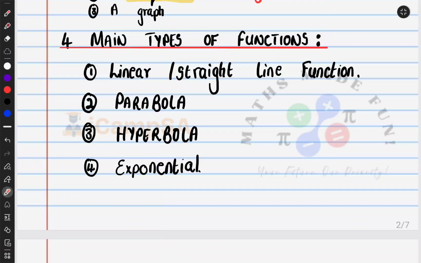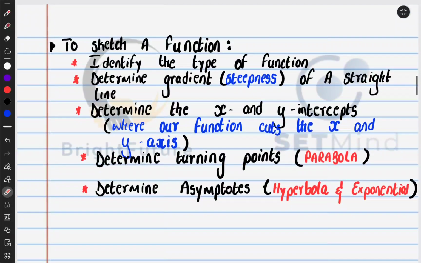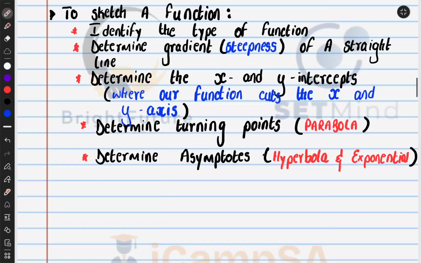For today, we're just going to touch mainly on the linear or straight line function, and as we continue with our lessons, we'll go into the parabola, hyperbola, and the exponential. Before we get started, here are the general steps that I need you to follow whenever you are asked to sketch a function. I know that's in grade 9 generally. What do you do when you have to sketch a function?